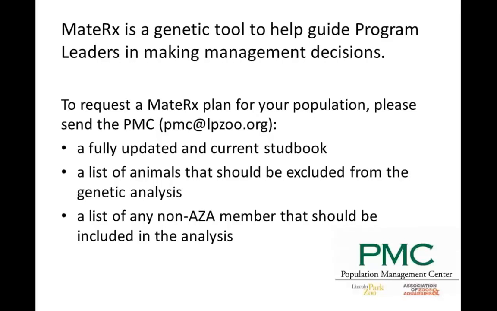So MateRX is designed and developed to be a genetic tool that will guide population management decisions. The PMC creates MateRX plans to help program leaders make breeding and transfer recommendations in between planning periods, or in some cases instead of a full planning session.